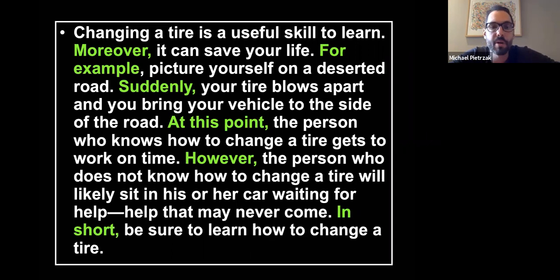At this point, the person who knows how to change a tire gets to work on time. However, the person who does not know how to change a tire, right? You're juxtaposing those two people. The person that knows how to change a tire, the person that doesn't. That's why you can use however there. In short, be sure to learn how to change a tire. In short is basically in summary, or whatever other phrase you want to insert there. In short, be sure. Yeah, perfect. This is great. Now this flows together much better. It's not a masterpiece of literature, but it flows.